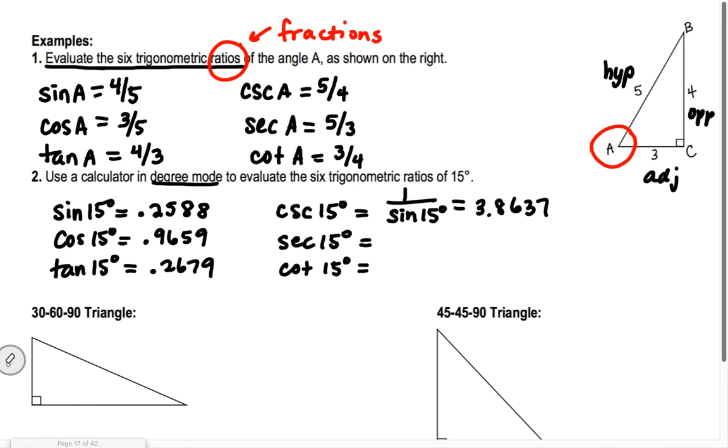So secant of 15. I would do cosine of 15, and then I would do 1 divided by that answer. So you should get 1.0353. Did you guys get that? And then cotangent of 15, so tangent of 15, and then 1 divided by that answer. So I should get 3.7321. Everybody have those? We have that straight. We're not going to do inverse sine or inverse cosine if I'm trying to do one of these reciprocals, right?